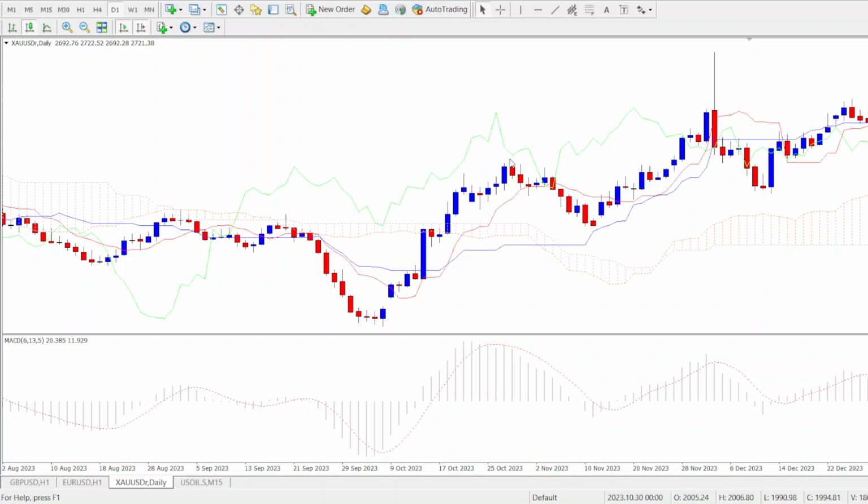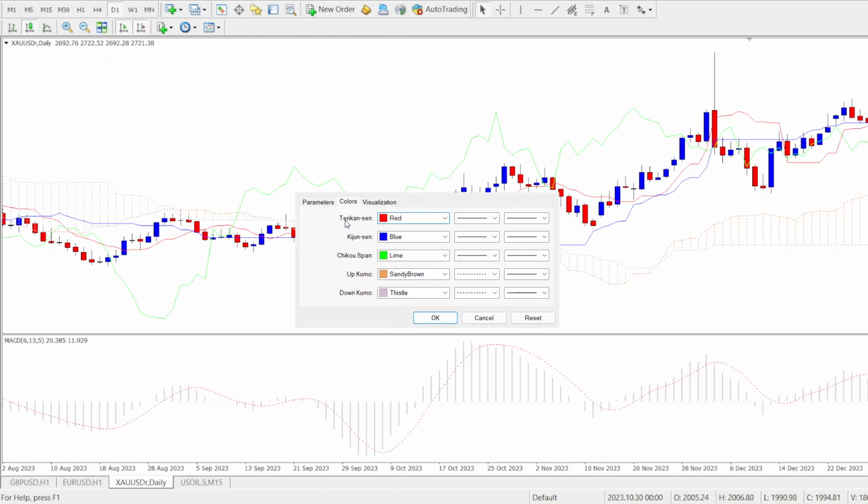Let us just open the indicator so we can look at it closely. The Tenkan Sen is the conversion line, the red line on the chart, and the average of the highest high and the lowest low over the last 9 periods is what forms the Tenkan Sen. And as for the Kijun Sen, which is the baseline, the average of the highest high and the lowest low over the last 26 periods forms the Kijun Sen.